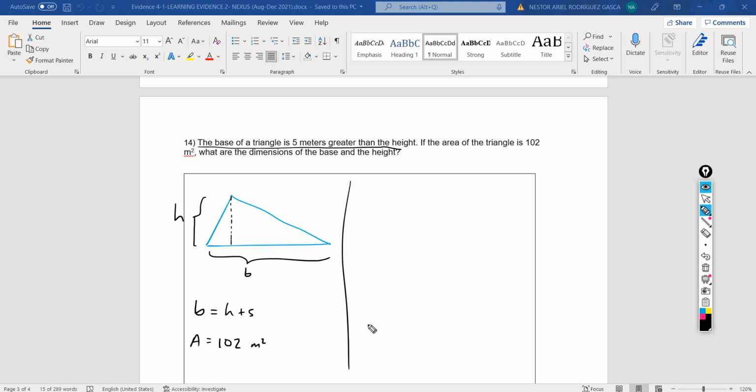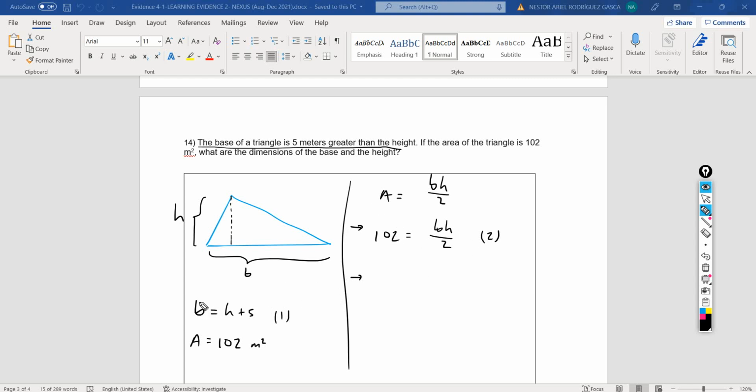Okay, so all we need to know is the formula for the area of any triangle, which is base times height over 2, right? And I know that A is equal to 102, so I can make that substitution in here, right? And then I have this equation 1, and this equation 2. Both of them contain B and H as variables. So once again, I need to solve this system of equations, this equation and this equation, by substitution.